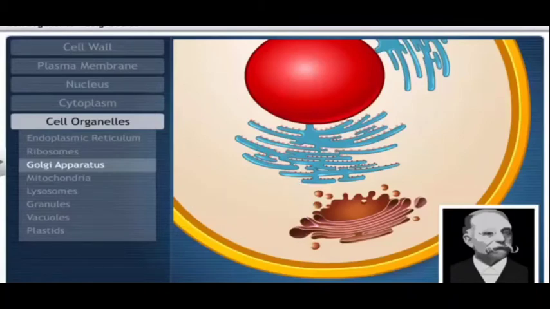Vesicles containing soluble proteins produced by the endoplasmic reticulum fuse with dictyosomes. These vesicles are transported across the cytoplasm. They fuse with the cell membrane and release the proteins outside the cell. Golgi bodies are also known for the synthesis of glycoproteins.